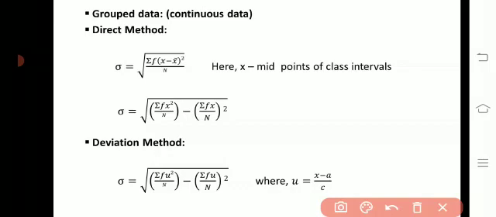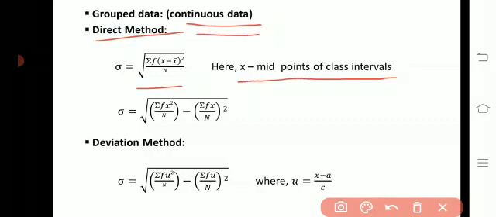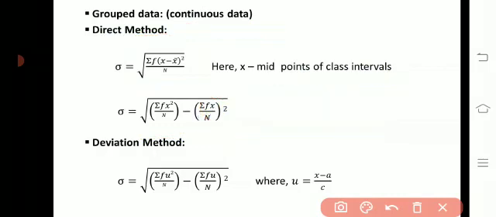Then grouped data, that is continuous data. By direct method, sigma is equal to square root of summation f into (x minus x bar) whole square upon n. The same formula whichever we use for discrete data and continuous data, but here x are the midpoints of the class intervals. That is the only difference between continuous data and discrete data. Then sigma is equal to square root of summation f x square upon n minus (summation f x upon n) whole square. Here x values are nothing but midpoints of different class intervals.